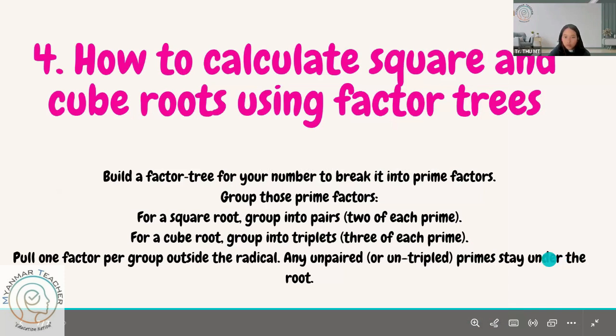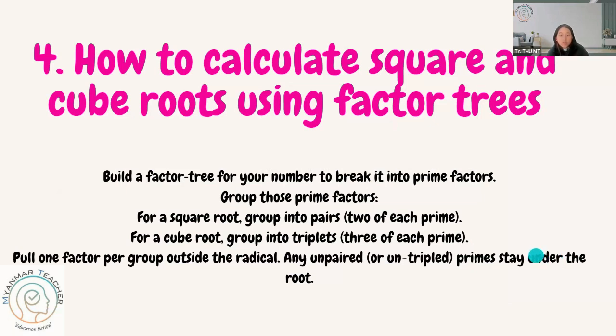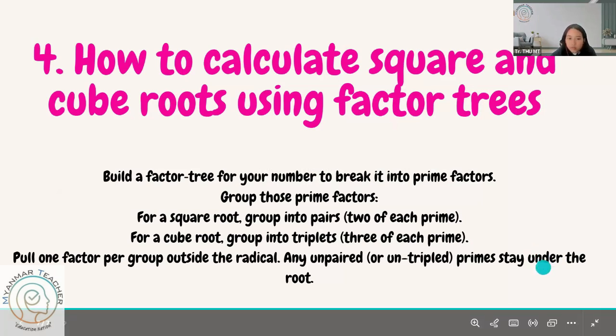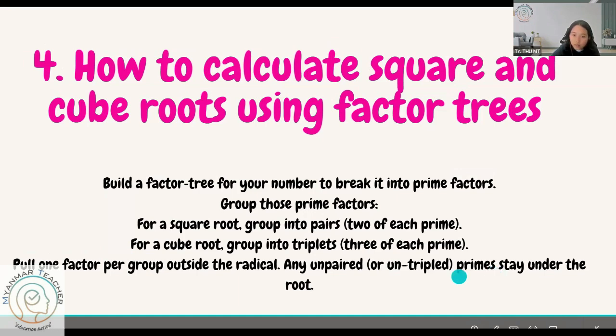How to calculate square and cube roots using factor trees. You're going to build a factor tree for your number to break it into prime factors. For a square root, group those factors into pairs, 2 of each prime. For a cube root, group them into triplets, 3 of each prime number. Pull one factor per group outside the radical. Any unpaired or untripled factors stay under the root. I'm going to show you an example.